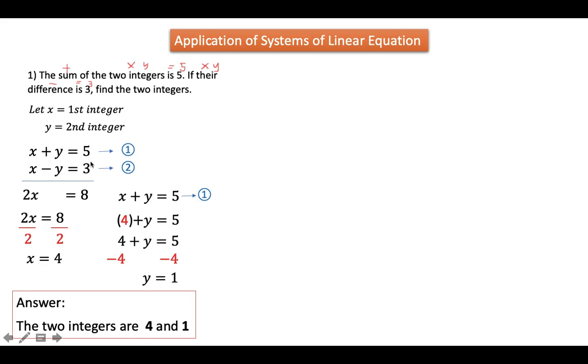So by checking, in our first sentence, the sum of the two integers is 5. Let's add 4 plus 1. It is 5, so it satisfies our first equation. How about our second equation? Their difference is 3. Let's subtract 4 and 1: 4 minus 1 is 3. So it also satisfies our second equation. Therefore, the two integers that we are looking for are 4 and 1.